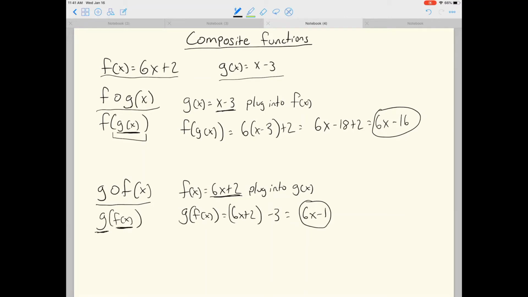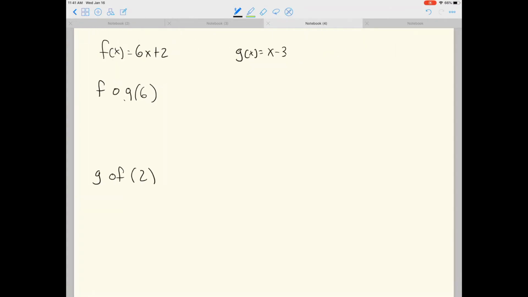And this also applies to when we use actual numbers instead of just g of x and f of x. So over here we have f of g of 6, and if I were to rewrite that as f of g of 6, I want to find out the value of g of 6 and then plug that into my f function. So I'm going to find g of 6, I'm going to substitute in my 6 for my x. So we get 6 minus 3, which of course is equal to 3.